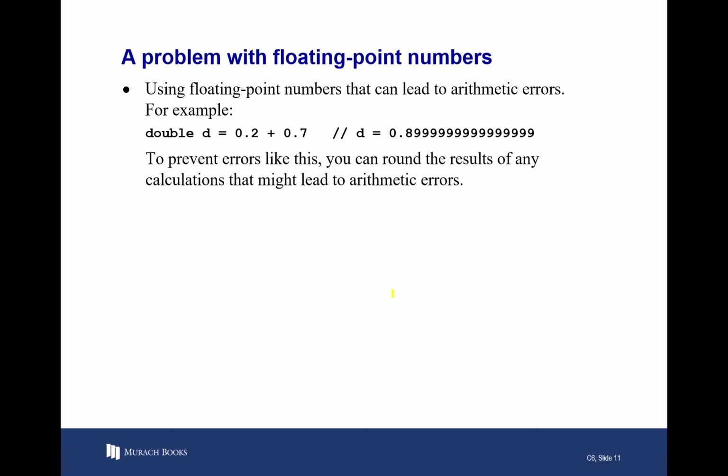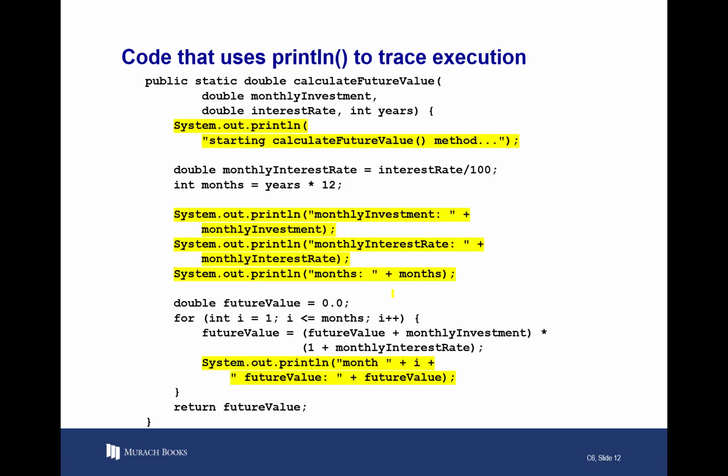So for instance, if you write double d equals 0.2 plus 0.7, and you compare it with 0.9, it will return a false value because d would be computed as 0.89 versus the actual value of 0.9 in this case. So there is a problem with floating point numbers, which can lead to arithmetic errors, which is not a logical error, not a runtime error, not a syntax error, but a kind of arithmetic error. Here, there is a code that can trace the overall execution.